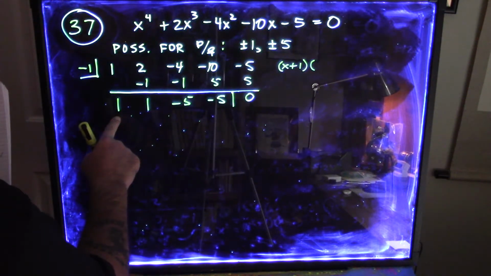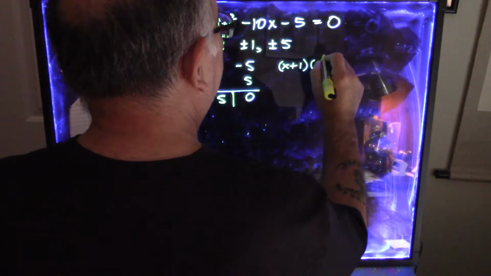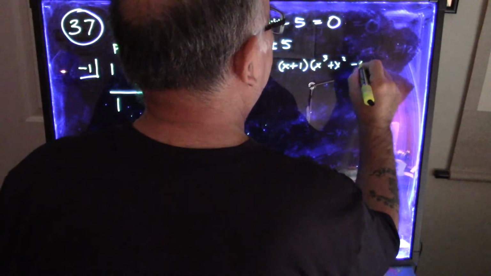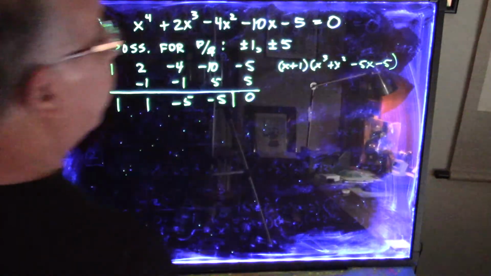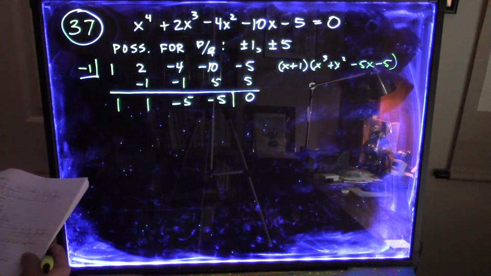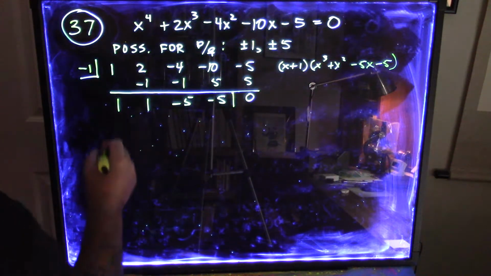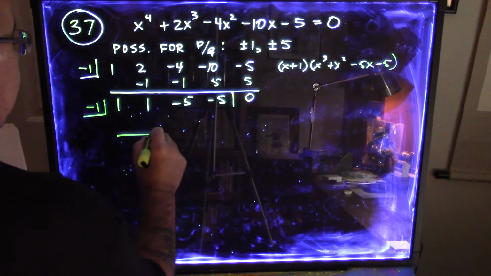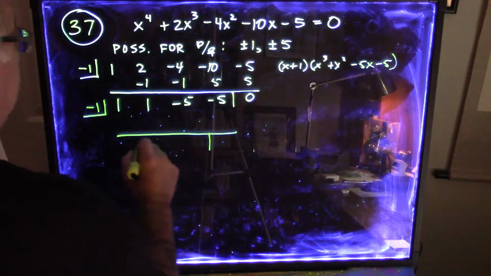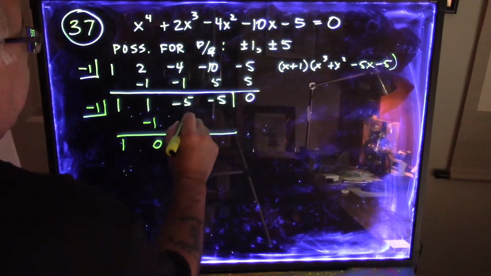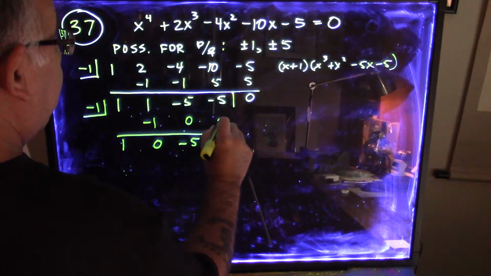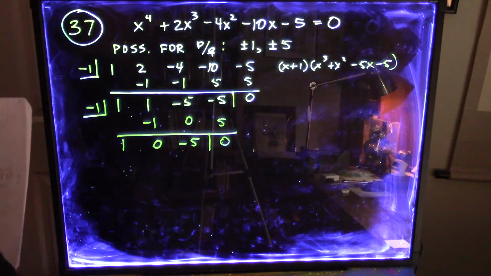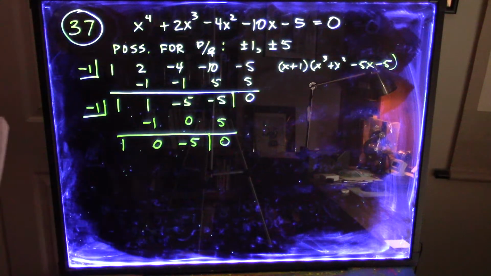And then we've got x cubed plus x squared minus 5x minus 5. Okay, and try minus 1 again. I'll just write it right here to save a little time. So negative 5 plus 5 is 0. So there we go. So that works. We've got a negative 1 with multiplicity 2.